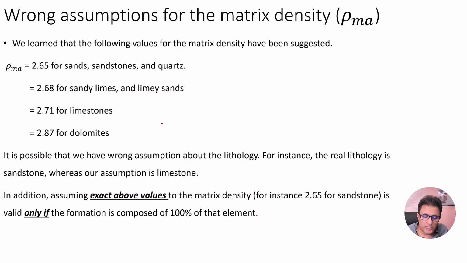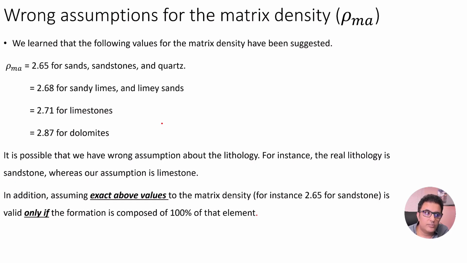Or the rock is not pure. So, for example, we deal with limey sandstone, and we didn't consider the effect or the presence of lime. And in that case, again, we may end up obtaining a negative value for the porosity. These are some examples: if you have a wrong assumption about lithology, or you don't consider the impurity within rocks, then we're going to end up with a negative value for the porosity.